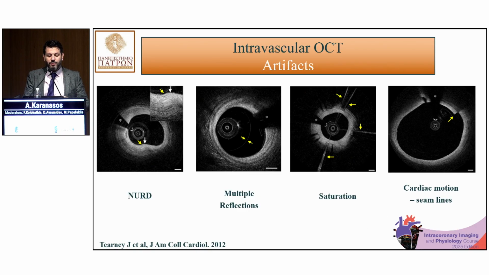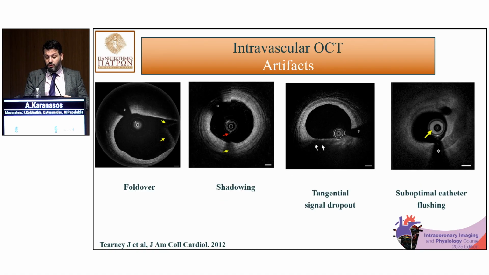Of course, with OCT, we have several artifacts. NERD, just as in IVUS, and multiple refractions give a bright signal here. Saturation: when we have a strut, we may see some light behind it. And because it's a reconstruction, we may have seam lines when the catheter moves within the image. Then, when the image goes beyond the field of view, we may have a fold-over artifact like here. When we don't have good flushing in the lumen, we may have some shadows over here.